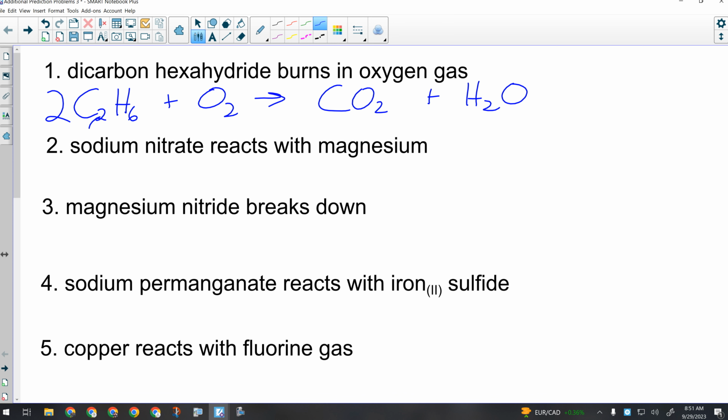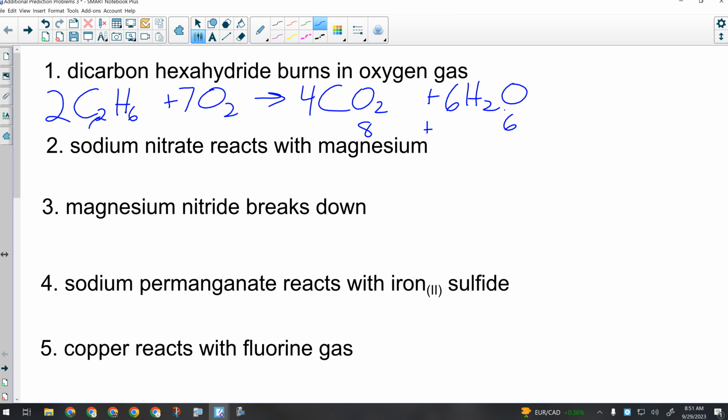Okay, 2 times 2 is 4. So now I've got 4 carbons on both sides. 2 times 6 is 12. 6 times 2 is 12. And now I have 4 times 2 is 8 oxygens plus another 6 oxygens for 14 oxygens. 7 times 2 is 14. Okay, everybody all right with that one?